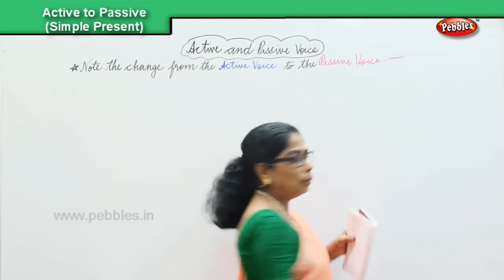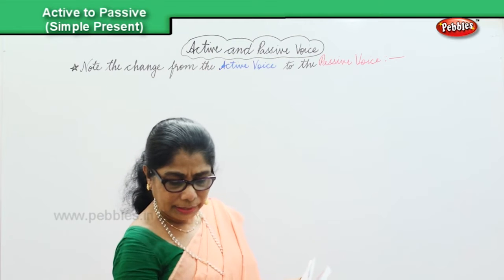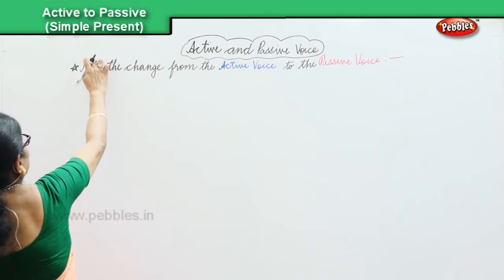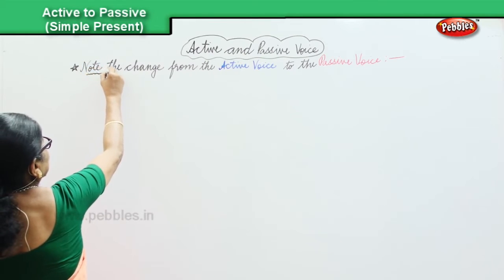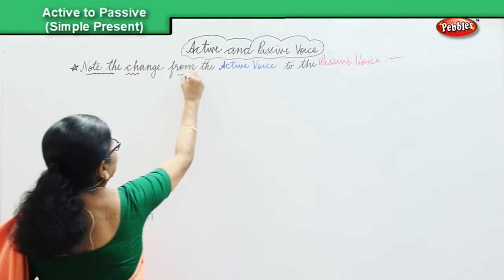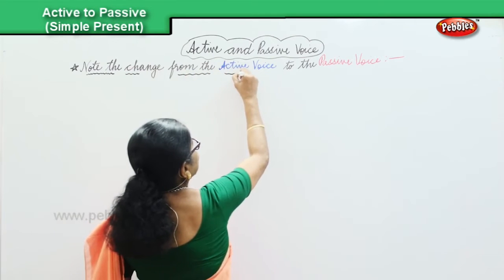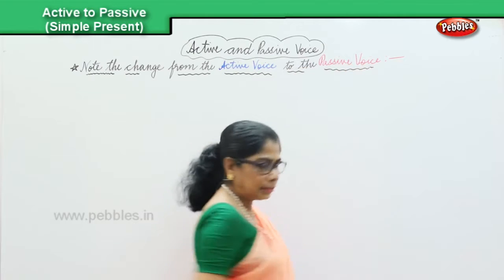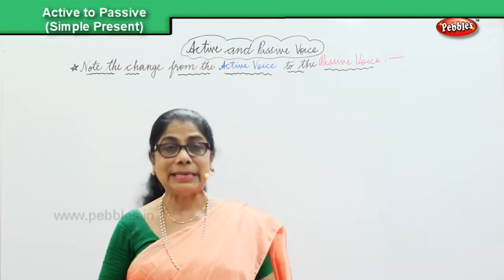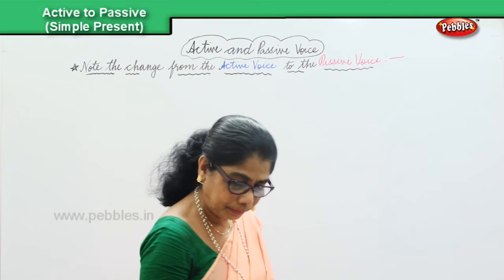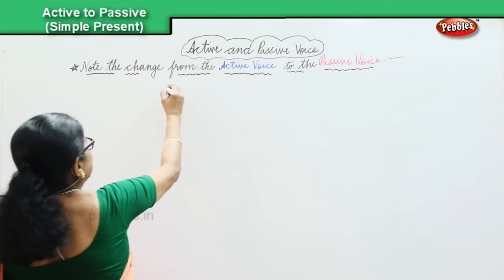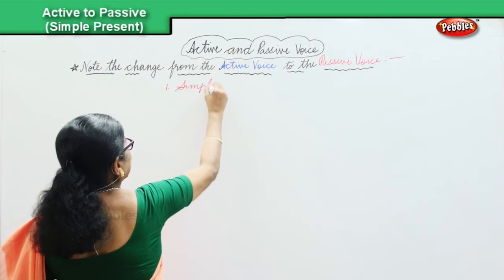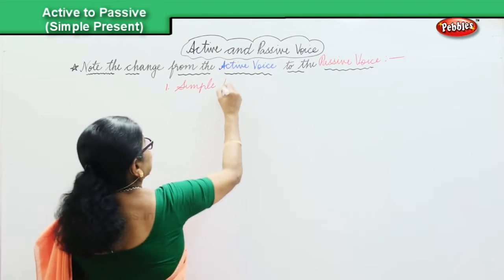And now we are going to do all in detail for us to look at it carefully. Now, we're going to note the change from the active voice to the passive voice. The first kind we're going to do is the simple present. That's number one. And we are going to do simple present.